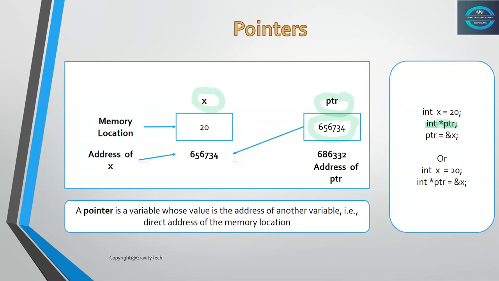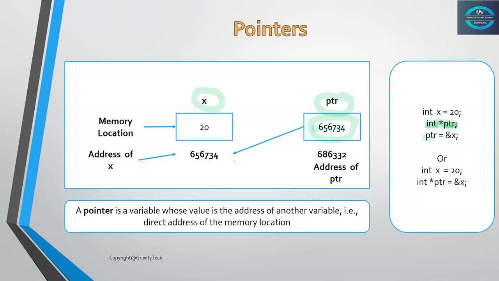If x was a float, then here you would write float star ptr. Why? Because ptr is going to store the address of a float. If it were char, then char star ptr, like that. And since inside ptr we need to put the address of some other variable, right?